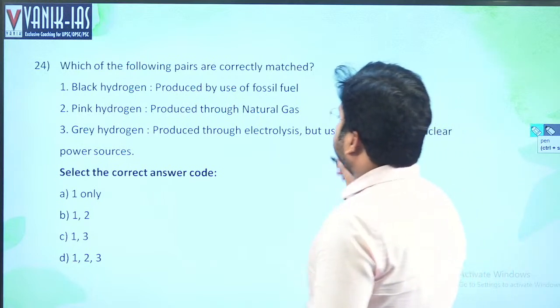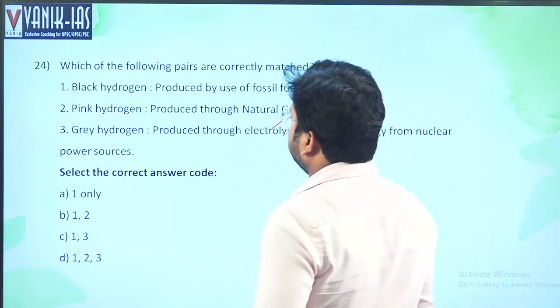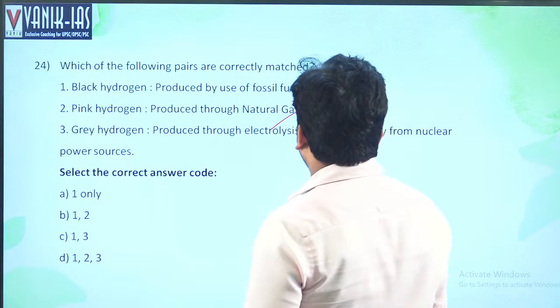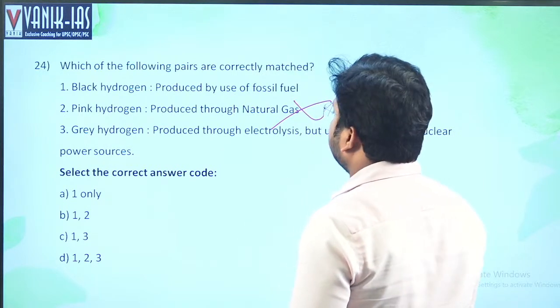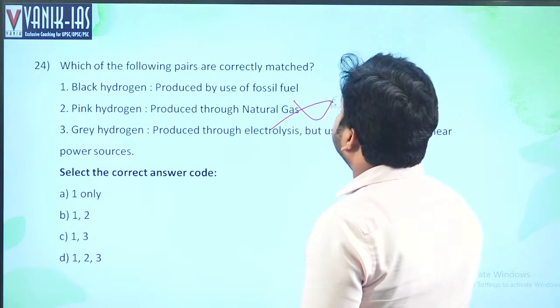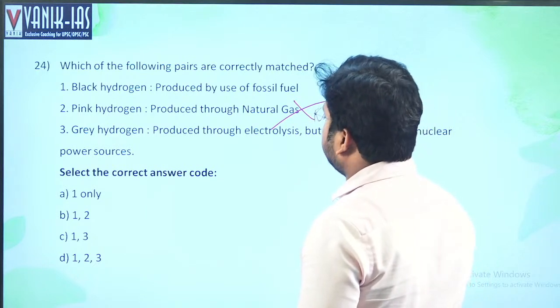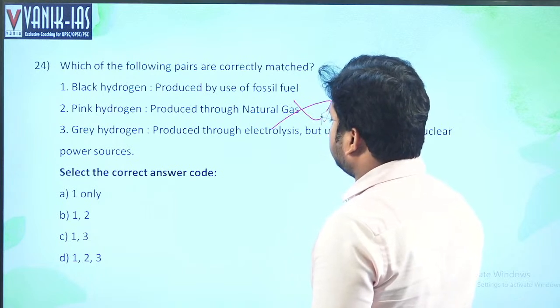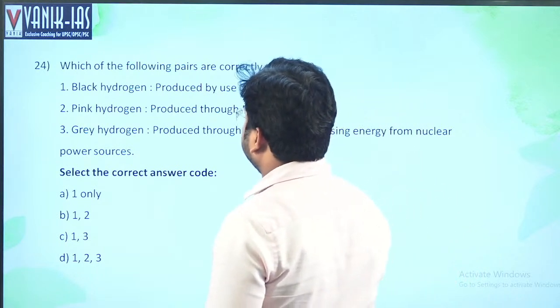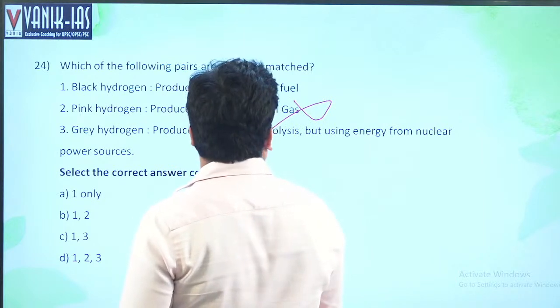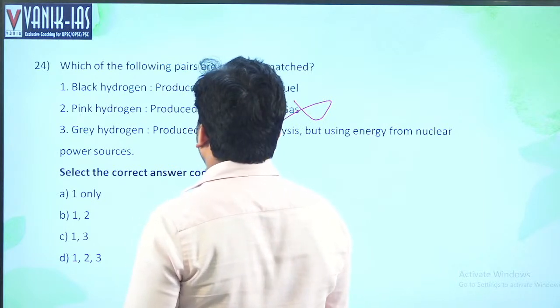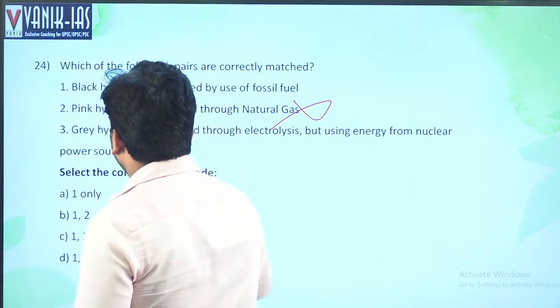Next. Pink hydrogen is not from natural gas. This is wrong. Gray hydrogen is produced by electrolysis. No, this is produced using energy from nuclear power sources. Black hydrogen is produced by fossil fuel. One is right, two is wrong. Gray hydrogen is produced through electrolysis, yes, this is green hydrogen, but using energy from nuclear sources. Yes, 1 and 3 are the right answer.